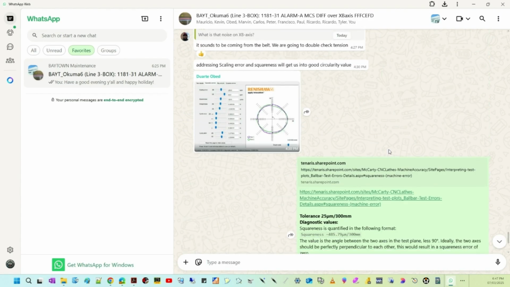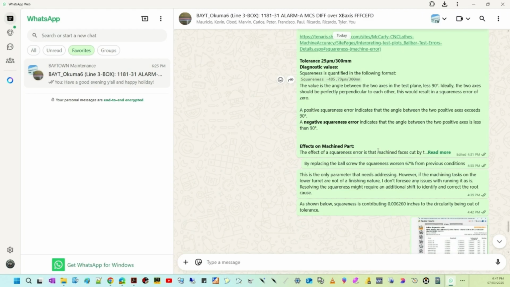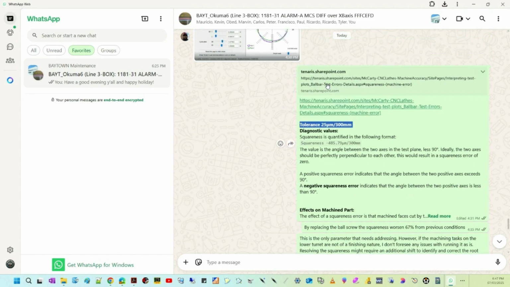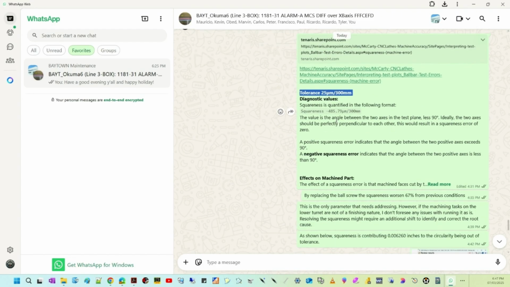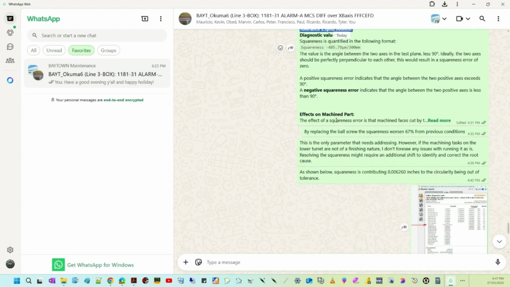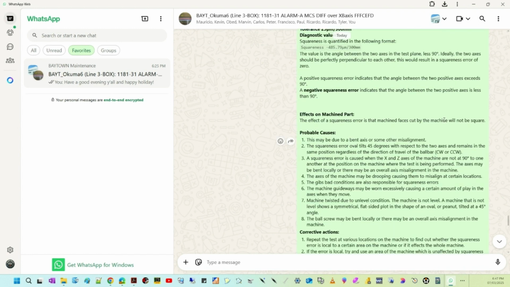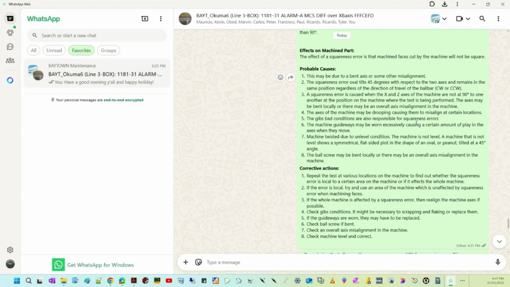So faced with this new, worse squareness, what could be causing that? The source material lists several possibilities. Things like maybe an axis itself is slightly bent, or there's still some misalignment. Perhaps the axes are drooping under their own weight, or issues with the guideways or the gibs. Those are adjustable components that ensure smooth, straight movement along the ways. Could even be the machine isn't perfectly level on the floor, right? Or the new ball screw itself.